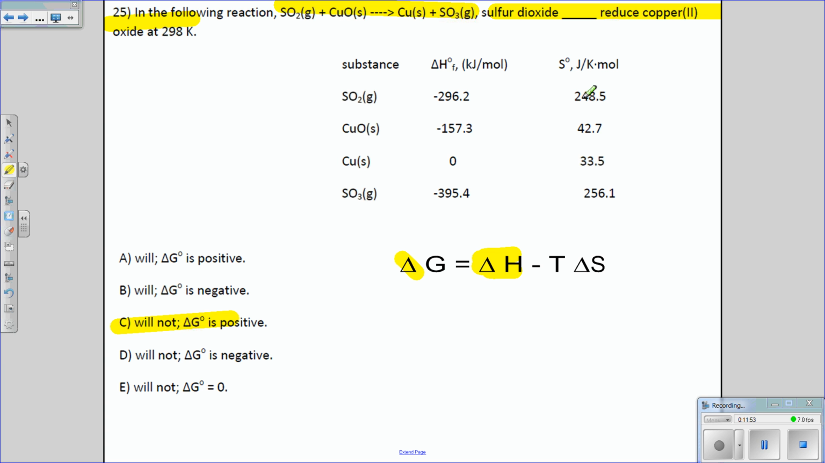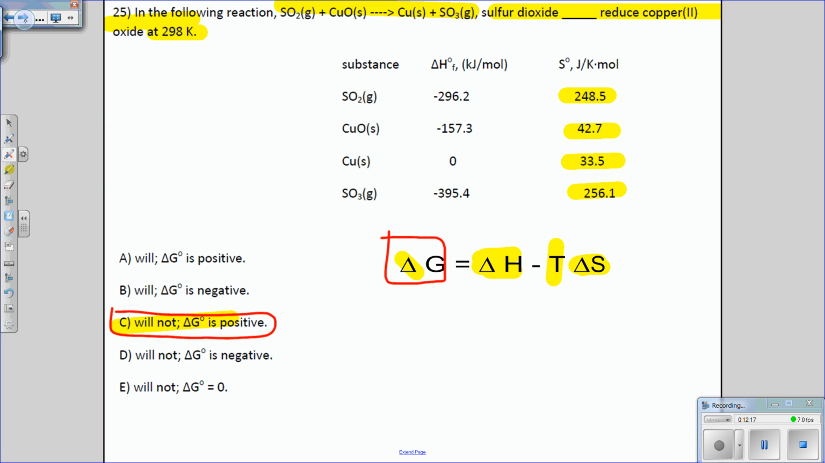You do the same thing for S. You take all these values, products minus reactants. You pop your S in. The temperature is 298. You pop that in. When you calculate this, you get a positive delta G, which means it is non-spontaneous. So the reaction will not happen because it is non-spontaneous, so the correct answer is C.